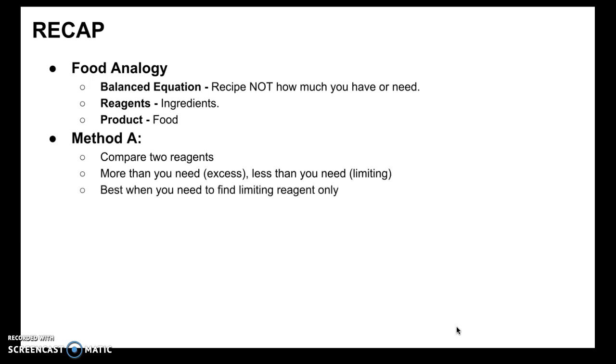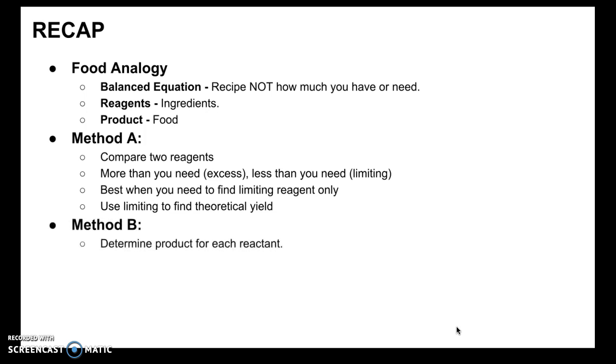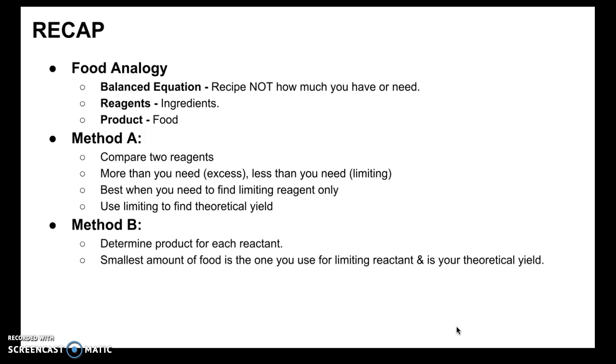Method A is best when you need to find a limiting reagent only, because that means you would only need to do 1 equation. You don't have to do 2, and you can find your limiting reactant from there. You can use method A to find the theoretical yield as well. Once you find what your limiting reactant is, you use your limiting reactant to find your theoretical yield.